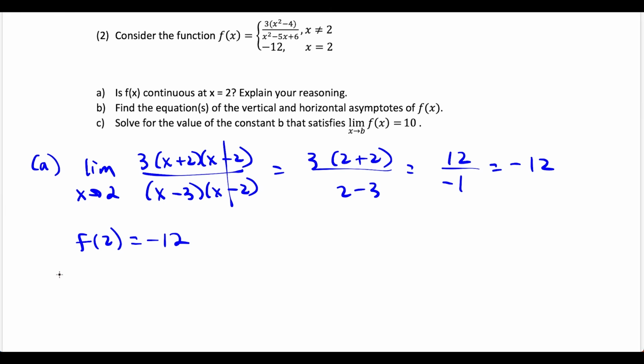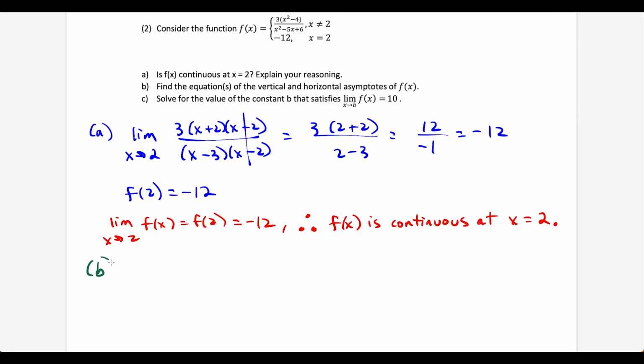What we have here is that the limit as x approaches 2 of f of x is equal to f of 2. These two quantities here are equal. They're both equal to negative 12. So by the definition of continuity, we could say f of x is continuous at x equals 2.